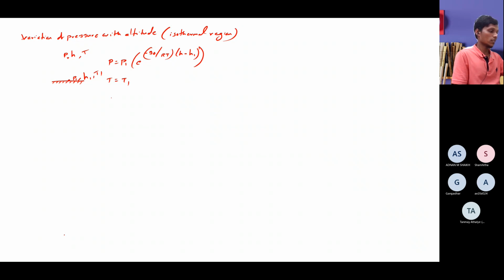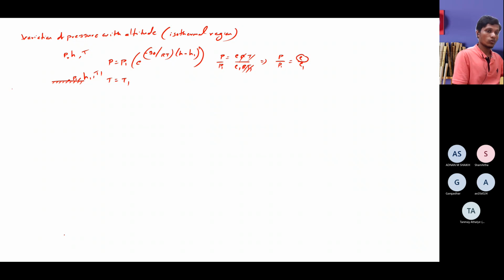And then the corresponding density, how does the density vary? From your perfect gas equation, P equals rho RT. If you divide it by rho 1 RT1, you will get P by P1 equals rho by rho 1, as T1 and T are constant and both are the same. R can also be cancelled. So you will get P by P1 equals rho by rho 1. So this is your unknown density, and you can find it with the same equation. So that's how your temperature, pressure and density vary with altitude.